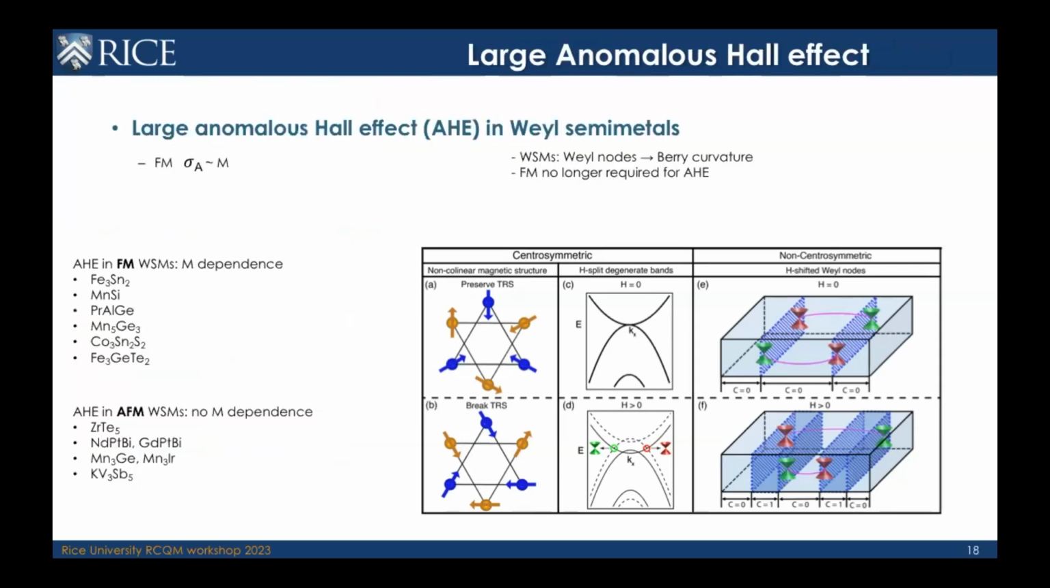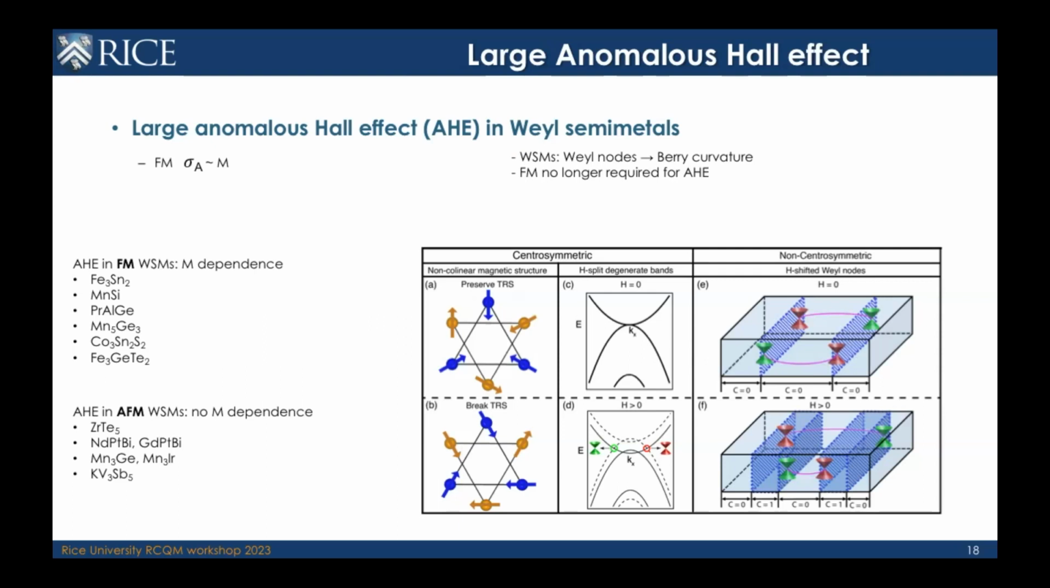All of this is true in centrosymmetric compounds, and here are some examples of centrosymmetric compounds where a large anomalous Hall effect has been observed. Ferromagnetic compounds are listed here, where you can expect that the anomalous Hall is proportional to the spontaneous magnetization, or antiferromagnets where there is no such dependence, but where any one of these other scenarios could be at play. Samarium aluminum silicon is neither. It's not centrosymmetric and it's not a ferromagnet, so it doesn't fit in any one of these boxes.